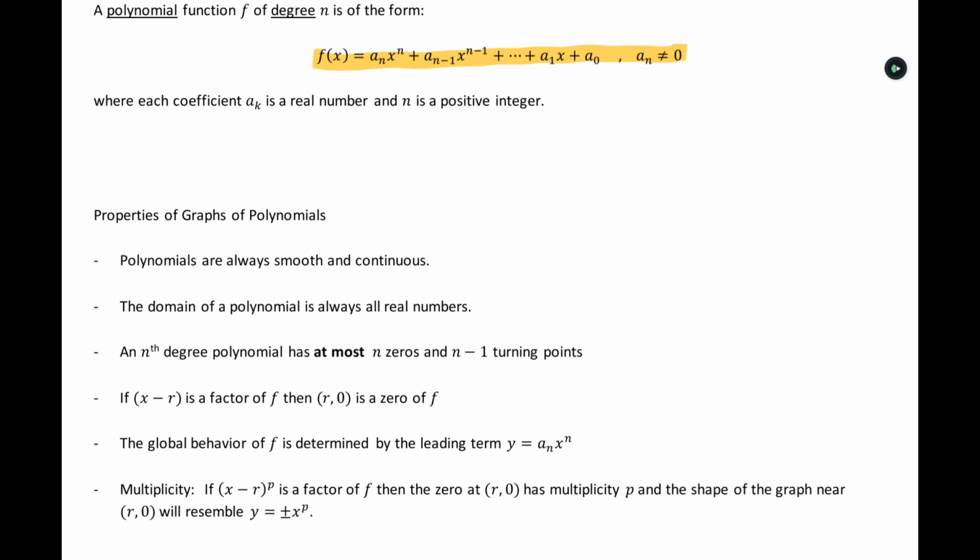These are all polynomials. And a really important thing about polynomials and deciding what their graphs are going to look like is the degree. So a linear function is a first degree polynomial because the highest power you see on your variable is 1. A quadratic is a second degree polynomial because the highest power you'll see on your variable is 2, and a cubic is a third degree polynomial because the highest power you'll see on your variable is 3.